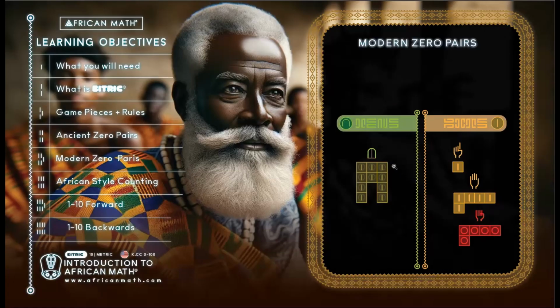So for a little review, we went over the counting toys that we're going to need. We went over BITRIC. We're still learning the rules, but we went over the game pieces. Went over ancient zero pairs, modern zero pairs, and now we're going to start to dive into something that's very important when it comes to African math, and that's the importance of language. That is very important.